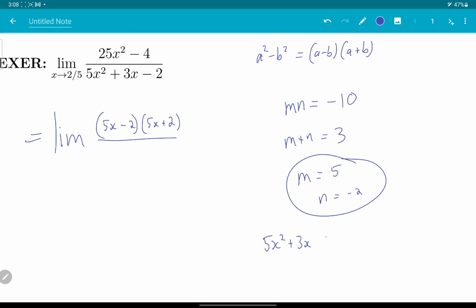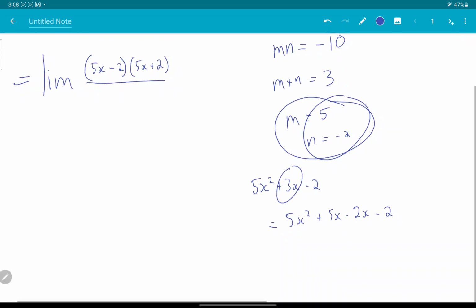I rewrite my trinomial by decomposing this middle dude using these two numbers. So the 3 becomes 5 minus 2. So I got 5x minus 2x minus 2. And then the factorization can be done by breaking into two grouped terms, two groups of 2 rather, x plus 1, and if I take minus 2 out, I get x plus 1.